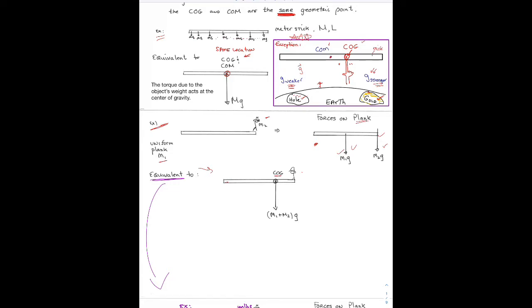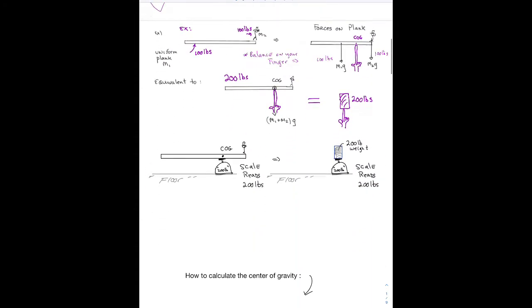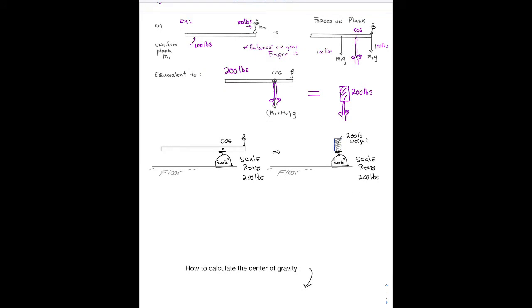So the total weight of the system appears to be acting right at that point, where the total weight is m1 plus m2 times g. So the weight of the person plus the weight of the plank. Another way to look at this picture is, let's say the plank weighs 100 pounds. This is a nice number. And the person weighs 100 pounds, all right? And again, it's a uniform plank, so the center of gravity is in the middle of the plank.